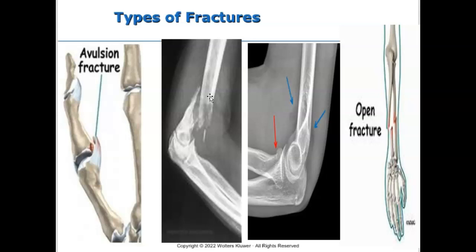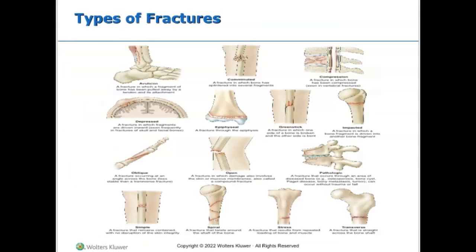Then you've got an open fracture here. See how it's poking through the skin a little bit up from the pinky finger in that picture? That's an open fracture or a compound fracture. There's all the different types of ones. You don't need to memorize all those.